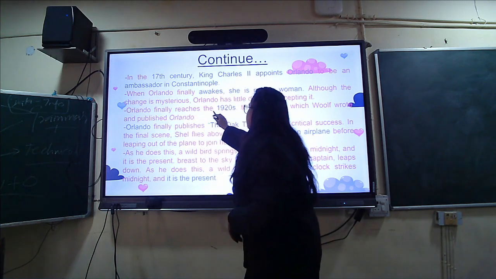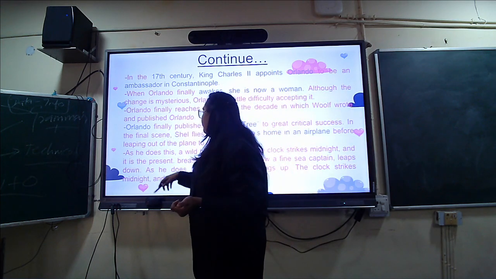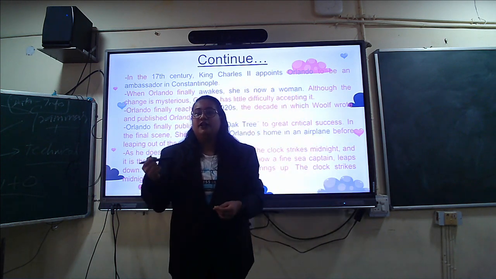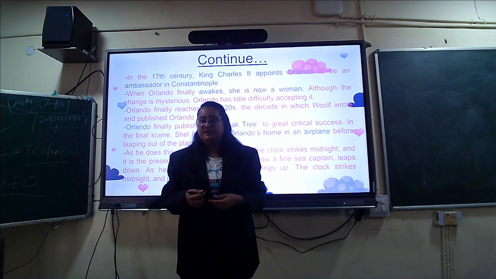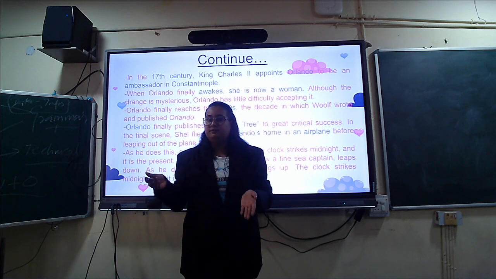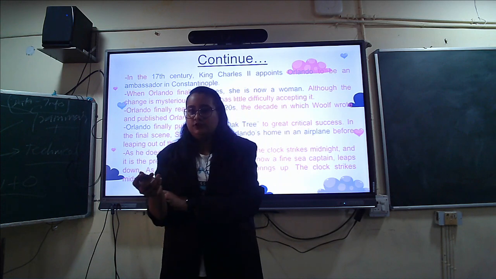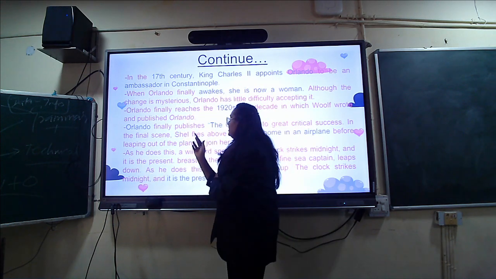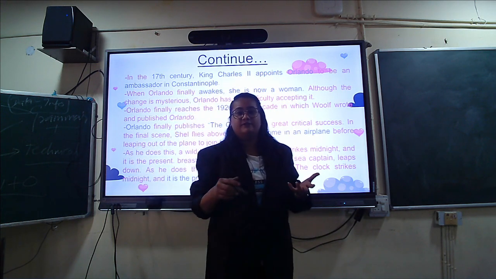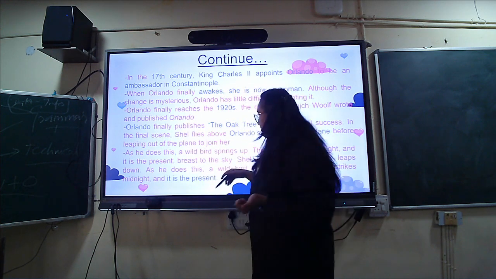Orlando finally reaches the 1920s, the decade in which Woolf wrote and published Orlando. Orlando finally publishes the oak tree in this novel. Orlando is also a publisher, or we can say a writer, who published many novels and poems. As we know, Vita Sackville is also an author, so this is a biographical point to note: Orlando is an author and Vita is also an author.